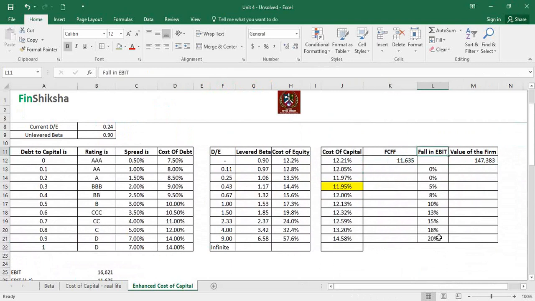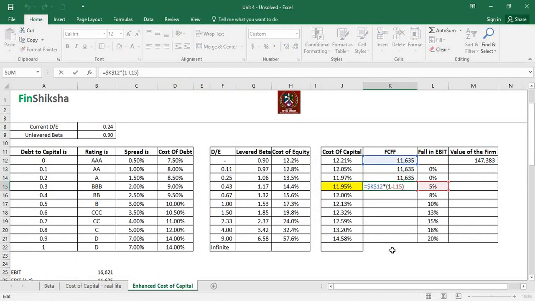So we can directly assume that fall in EBIT is the same as fall in free cash flow to firm and extend that analysis. So what is going to be my free cash flow to firm? That's going to be 1 minus this 0% fall, or 1 minus whatever the fall is, into the base FCFF value, which is 11,635. We freeze the first cell 11,635, and 1 minus 0% is what we do here.